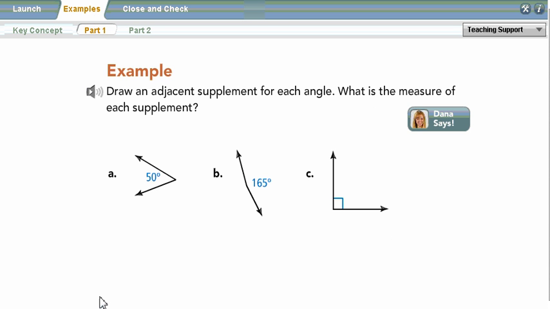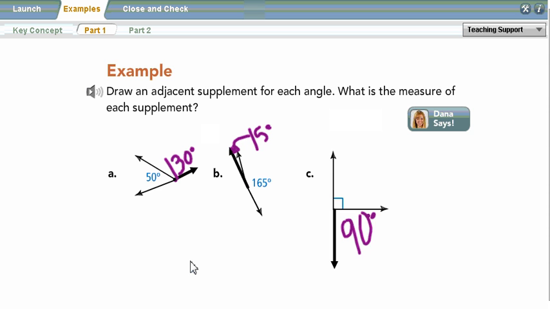I have a quick challenge for you. Go ahead and put these into your notes. Draw the angle that's going to make these adjacent supplementary angles. That means they connect at the same vertex. Then measure and find the missing angle to make these supplementary.